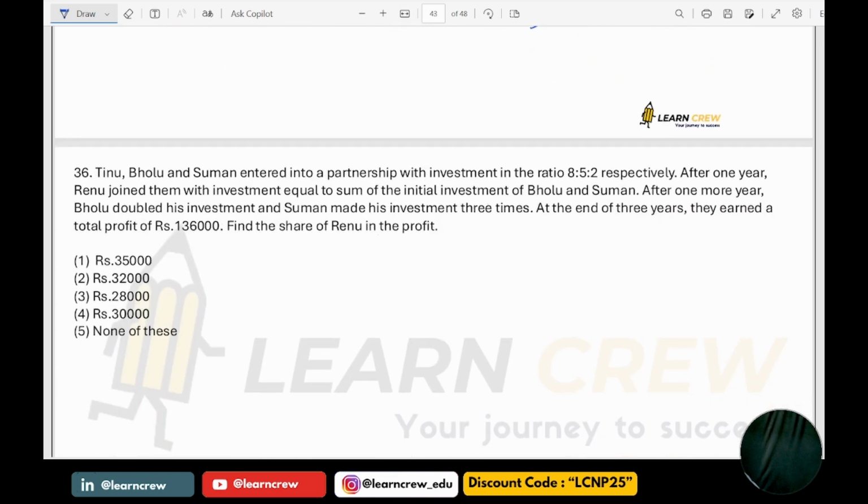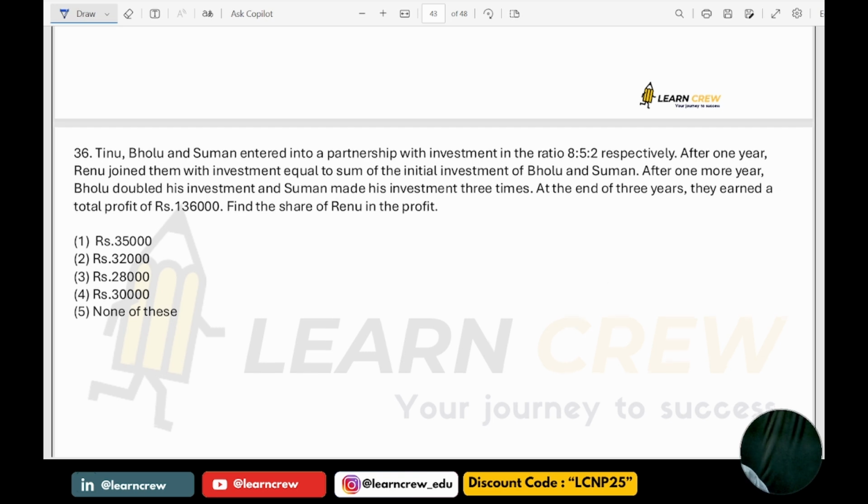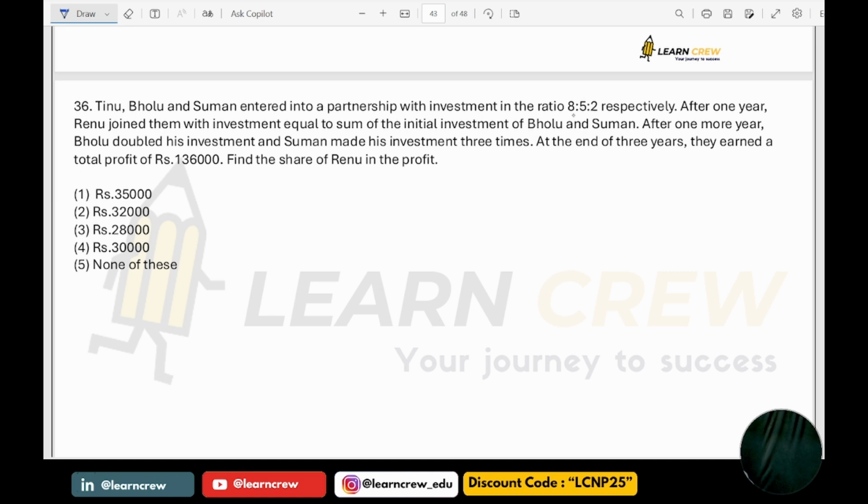Now the last 5 questions. See, the 36th question. What do you have here? Tinu, Bolu and Suman enter into a partnership. Investment ratio 8:5:2. After 1 year, Renu joined them with an investment equal to the sum of the initial investments of Bolu and Suman. Bolu and Suman means 7. After 1 more year, Bolu doubled his investment and Suman made his investment 3 times. At the end of 3 years, they earned a total profit of 1,36,000.